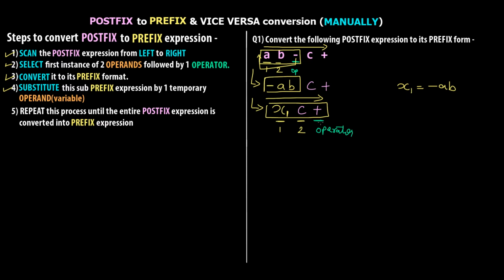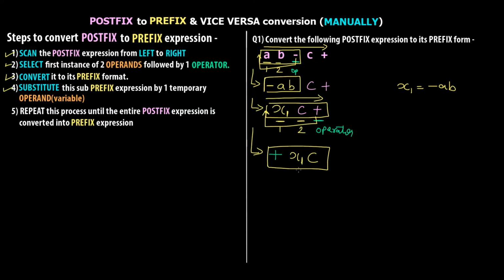So we have to convert this to its appropriate prefix format. So we have to take this plus sign and add it at the beginning. So next step would look something like this. We will take the operator plus, then we have x1 and then we have C. So this, my friends, is basically our final answer because after this we have pretty much converted everything to its prefix format.